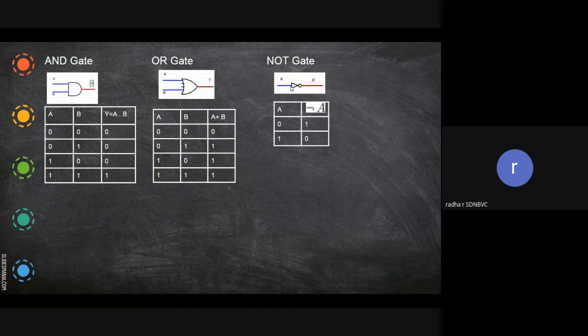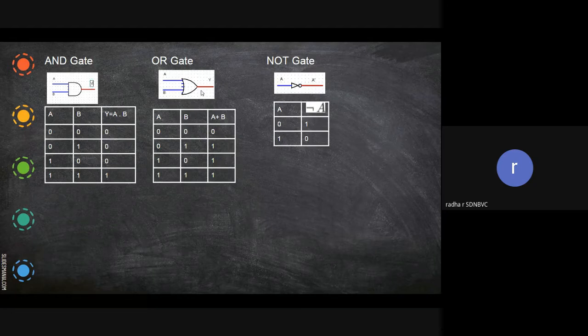When you give the input as the value A, it gets converted because of this, and you get the value as A bar. This circuit, written like this, is the NOT gate. That is the truth table; I have already explained this truth table in the last class. If you give 0, you get 1; 1 gives 0, because of this negation.